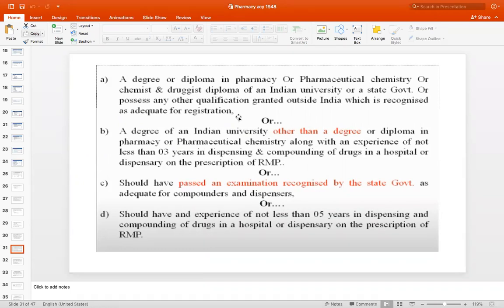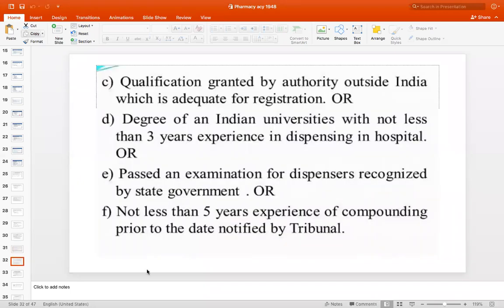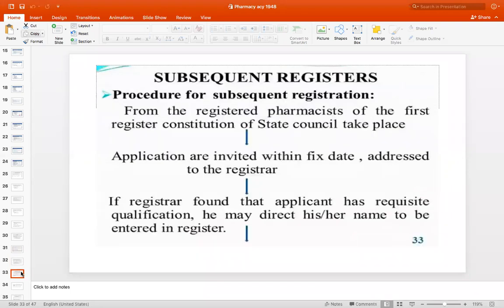But recently, a few amendments were passed and some of the rules are being taken out. But as our syllabus is old, and we have got recent amendments on that, these still remain to write in the exam. Little things have changed. So, qualification granted by an authority outside India, which is adequate for registration. Yeah, just now I told, I think I have repeated this slide.